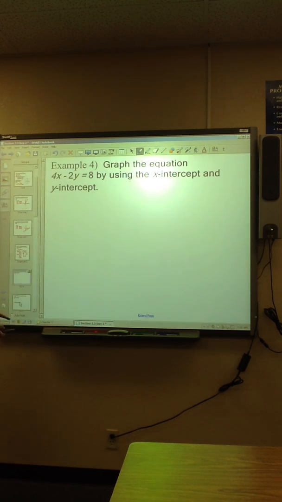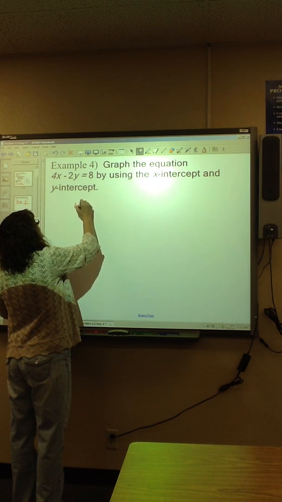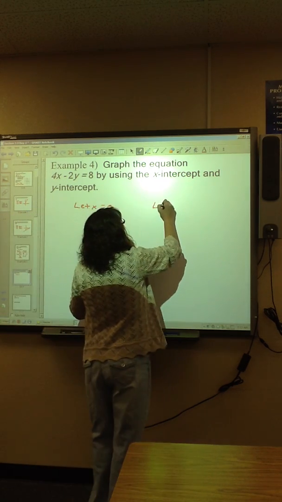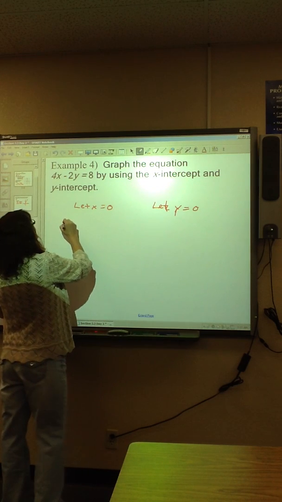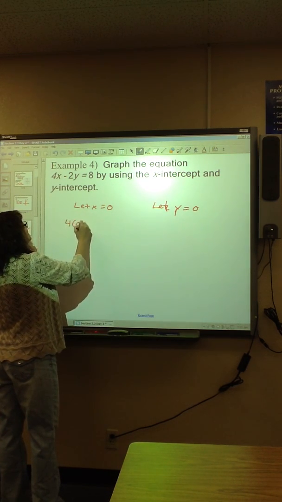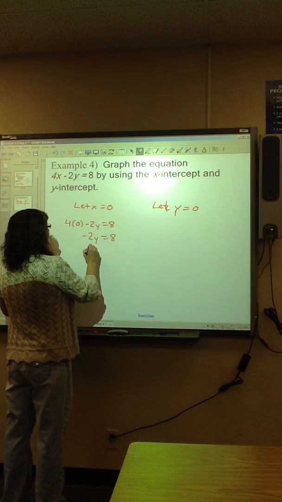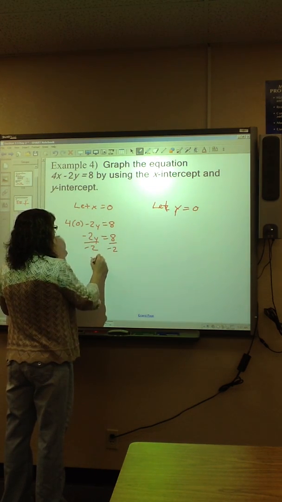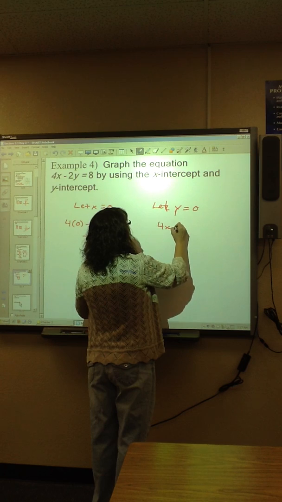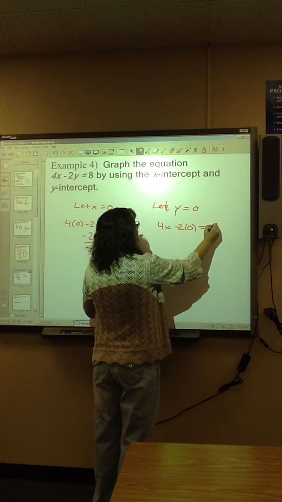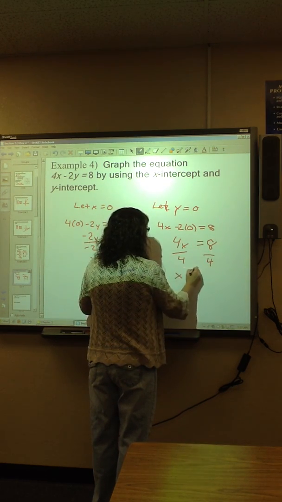Okay, I think I have time to show you the last one. So this time I'm going to do it again. Let x equal 0, let y equal 0. Y equals 0, so x is 0. 4 times 0 minus 2y equals 8. That goes to 0, so minus 2y equals 8. Divide by -2, divide by -2, and y is -4. The second time, y is 0. 4 times x minus 2 times 0 equals 8. This is 0, so 4x equals 8. Divide by 4, and x equals 2.